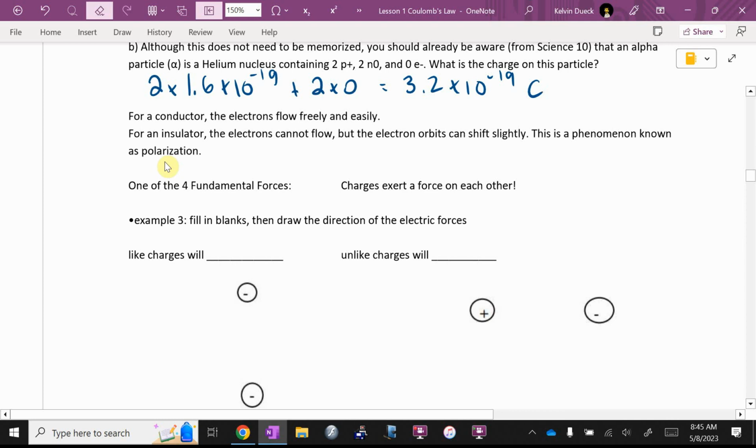But here is the key idea. Electricity, electromagnetism, it's one of the 4 fundamental forces. Charges exert a force on each other. And this part you will need to memorize. It says fill in the blanks. Like charges will something, unlike charges will something.